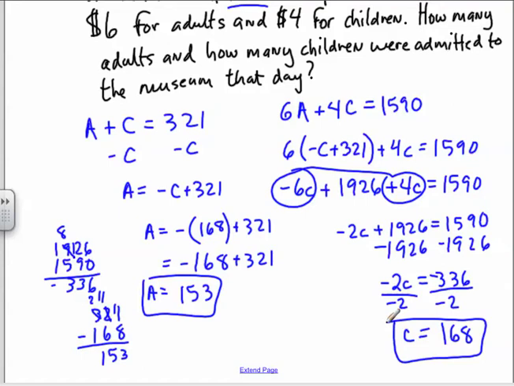And if I plug them in to find out how much money they made, it would be 6 times 153 plus 4 times 168, and I'd get $1,590. Okay? Alright, guys, great job. I love substitution. It makes it so much easier than graphing. I surely wouldn't want to find that intersection point on a graph, 168 units. Alright? Well done, guys. Now go do your homework. You're ready for it.